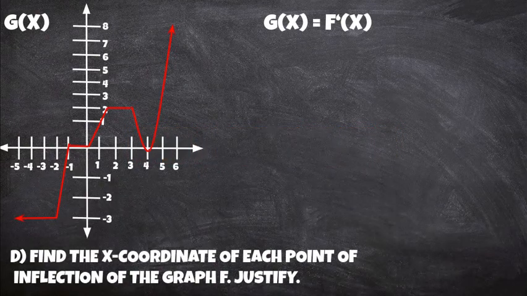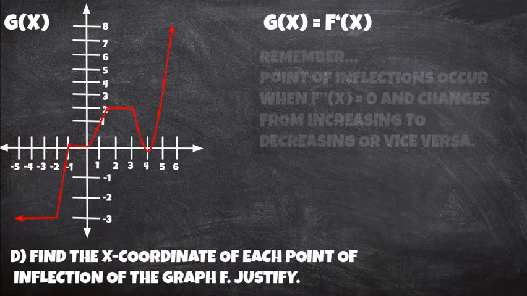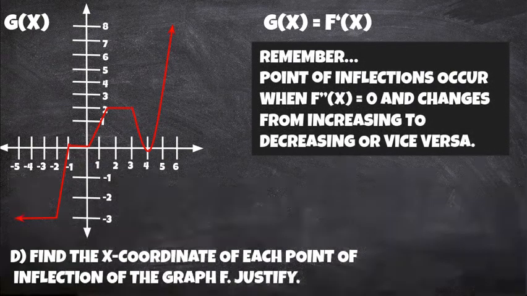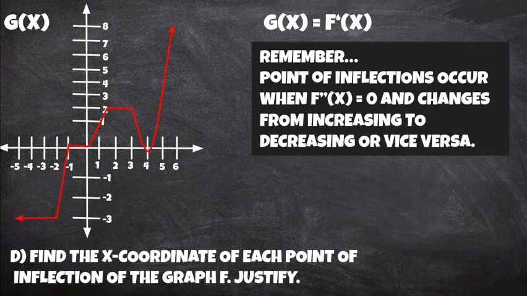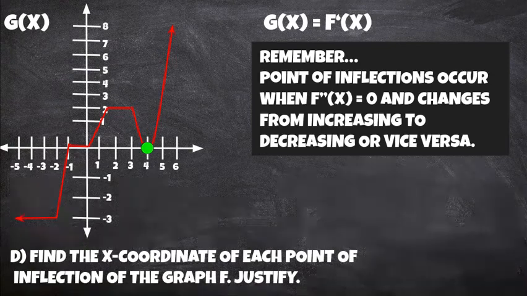Here's the same question, just a different part of the question. Find the x-coordinate of each point of inflection of the graph of f and justify. Remember, points of inflection occur when f double prime is 0 and changes from increasing to decreasing or vice versa. Well, you look at the graph and you look at the derivative of the graph and you find that x equals 4 is the point of inflection.